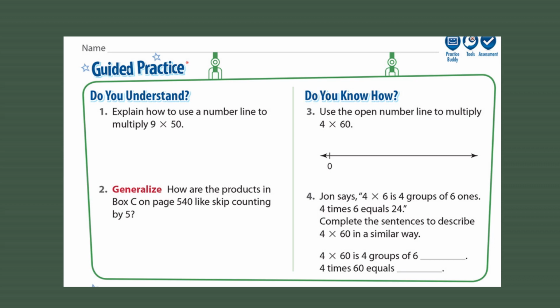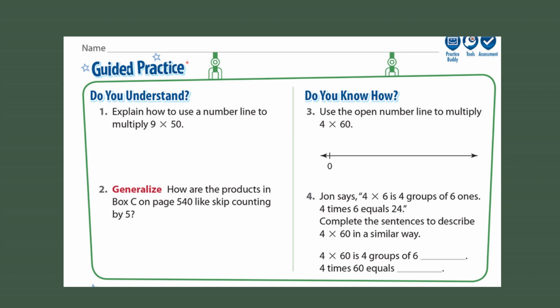Follow along in your workbook on page 541. Guided practice problem number 1. Explain how to use a number line to multiply 9 times 50. Now, you don't need to write down this answer, but I wonder if you could practice speaking out loud as if you were telling someone how we could use an open number line to solve a multiplication problem like this.